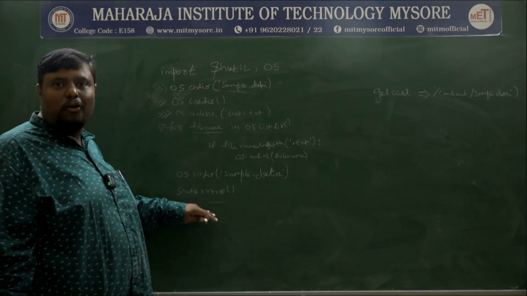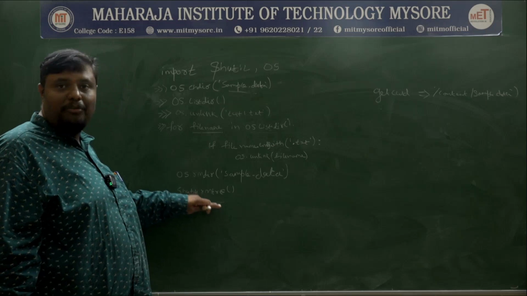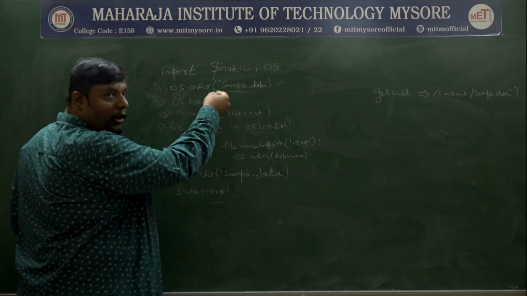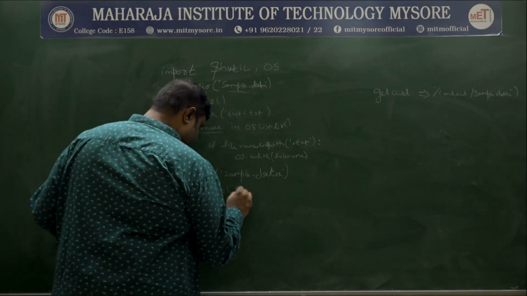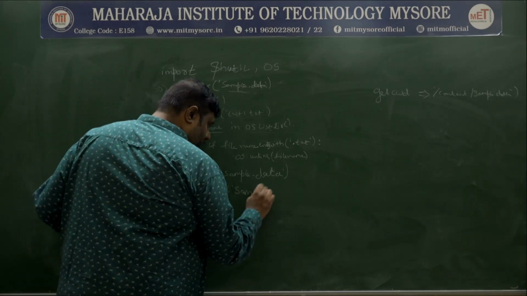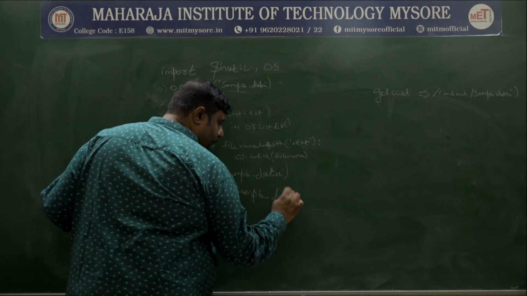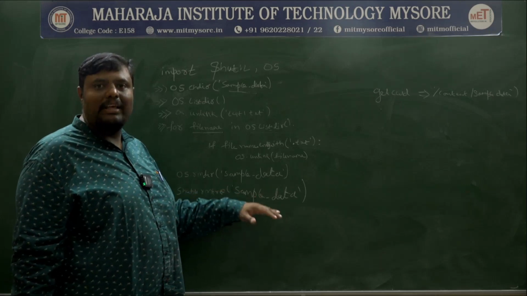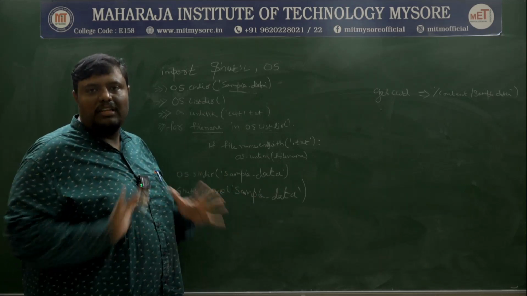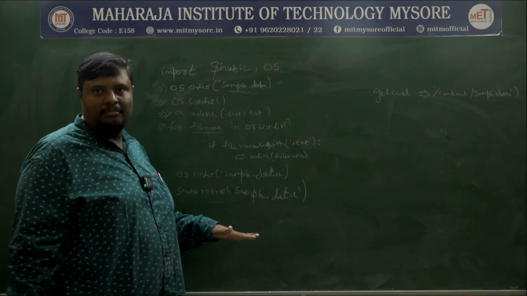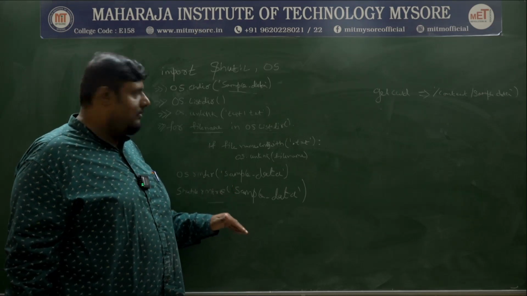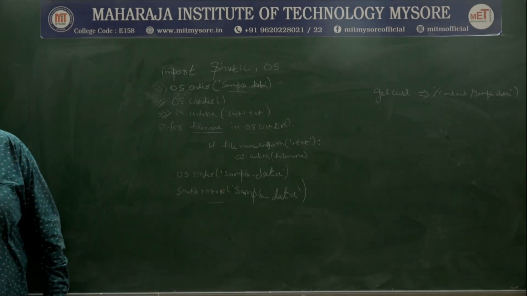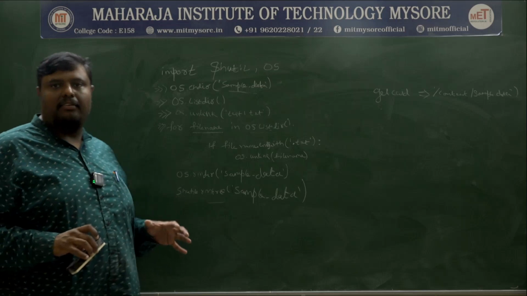You need to be extra cautious while using this command, rmtree. What rmtree does is, for example, instead of doing all these steps, if I had just said rmtree of sample data, it would simply delete all files and folders within this folder, including sample data. So in one go, the entire folder is deleted. Got it? If you've got this, let us move on to the next set of commands.